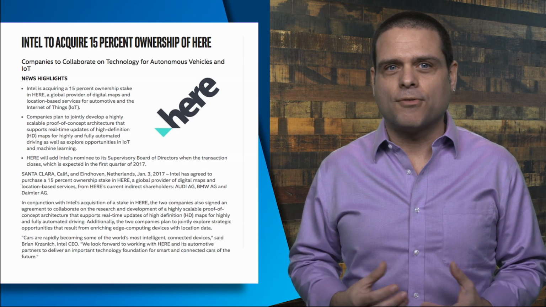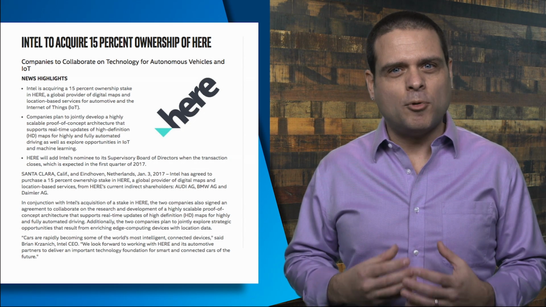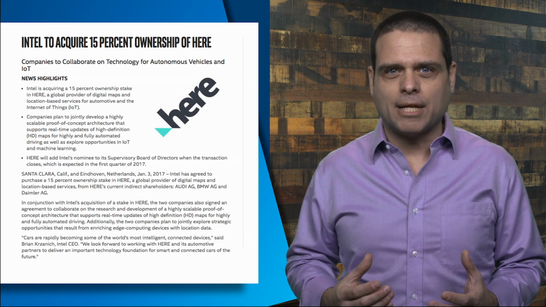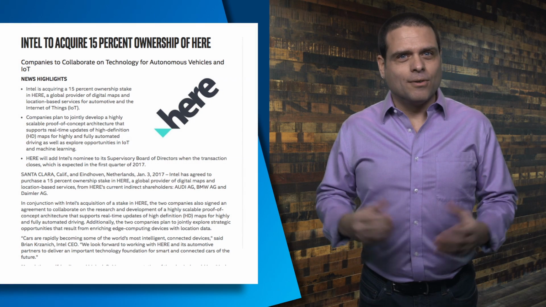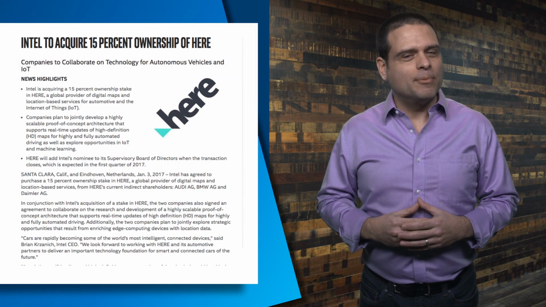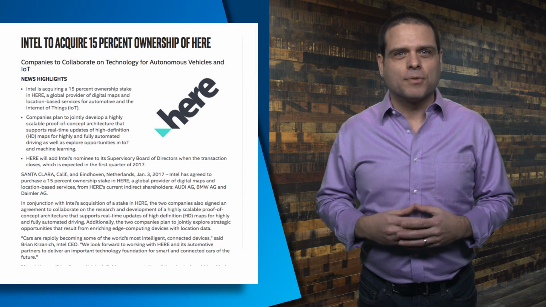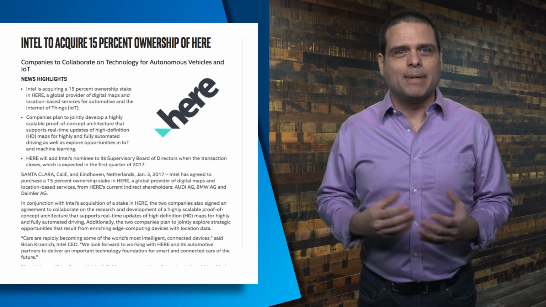Intel is quickly increasing its capabilities in automated driving tools. During CES this year, we announced plans to purchase a percentage of ownership in HERE, a global provider of digital maps and location-based services. Intel and HERE will collaborate on the research and development of a proof-of-concept architecture that supports real-time updates for automated driving.